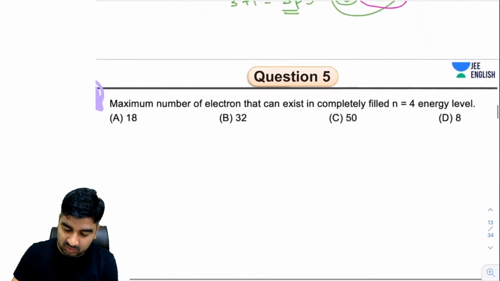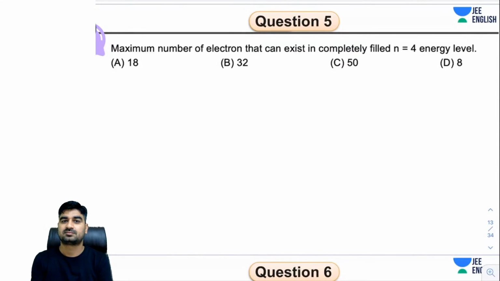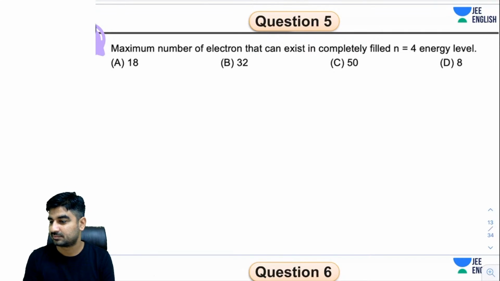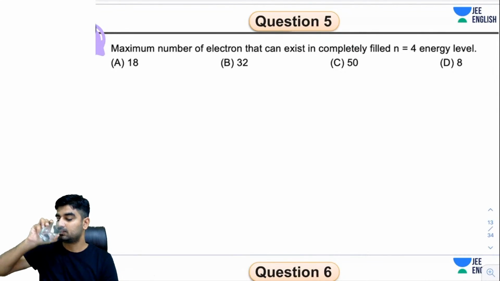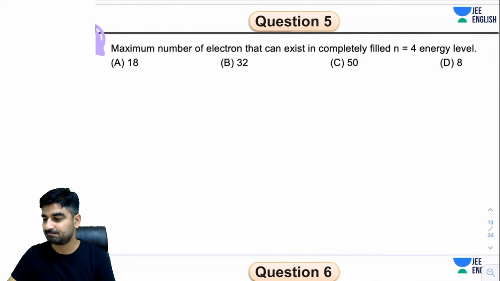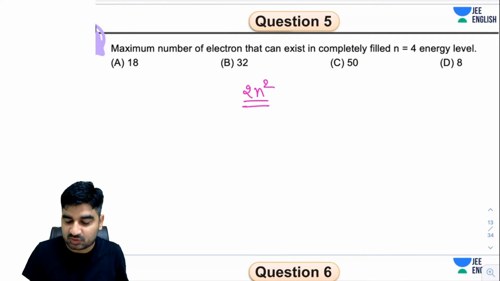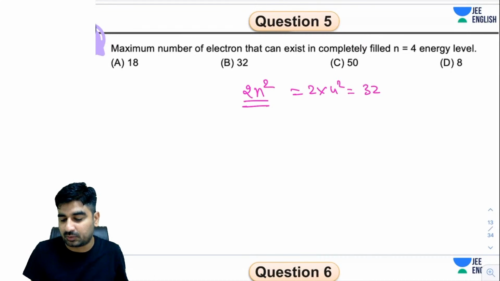So the next problem is on your screen. Solve it. It is easy. Maximum number of electrons that can exist in a completely filled fourth energy level. Yes, everyone has given the right answer. The formula for this is 2n square. So 2 into 4 square, 32. So the answer is B.